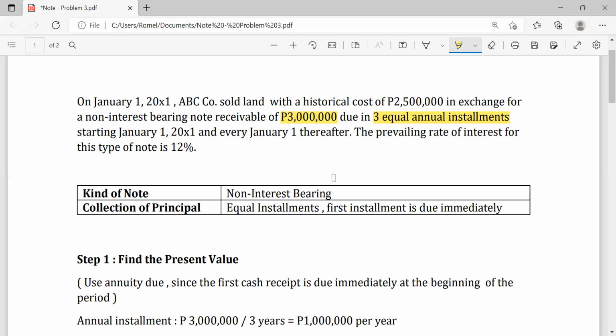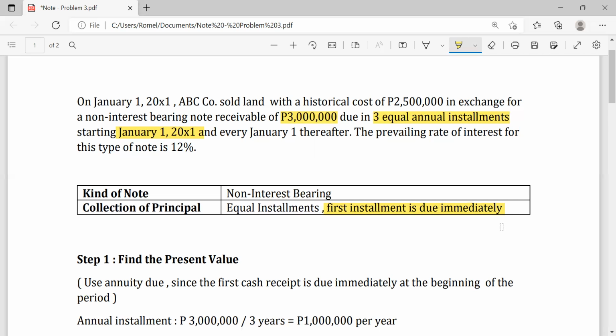Next question. When is the first installment? The first installment is due immediately. What does it mean? Kailan natin matatanggap ang first installment collection? When can we collect the first installment? We can collect the first installment on January 1, 20X1. So the first installment is to be collected immediately. By January 1, 20X1, the first installment payment is already due. So that's why the first installment is due immediately.